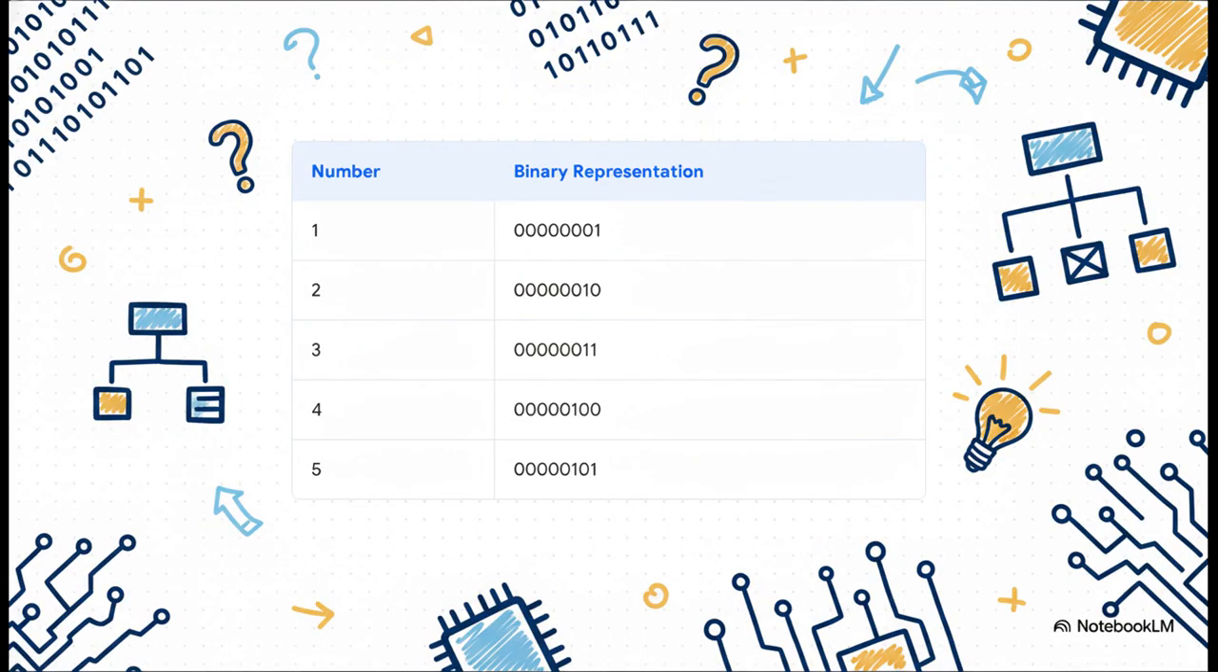Well, it's all about patterns. To represent the number 1, the computer just flips on that first switch. For the number 2, it uses a different switch. For 3, it's a combination of the first 2. By creating a totally unique pattern of 1s and 0s for every value, the computer can represent pretty much any number you can think of.